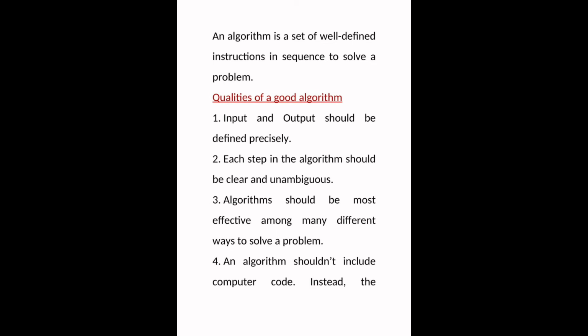Next, qualities of a good algorithm. Number 1, input and output should be defined precisely. Qualities are the characteristics of a good algorithm. Whatever we write on the computer screen is called input. Whatever result we get is called output. Input and output should be defined precisely.